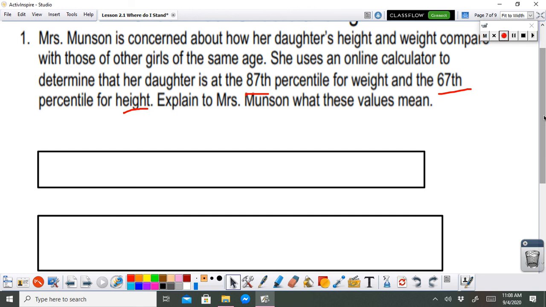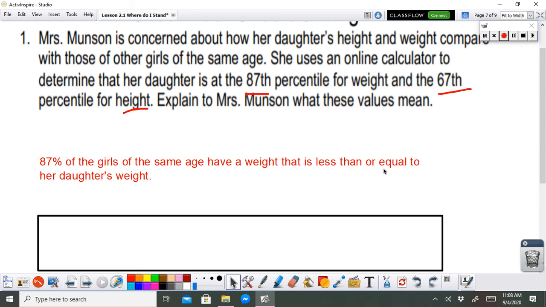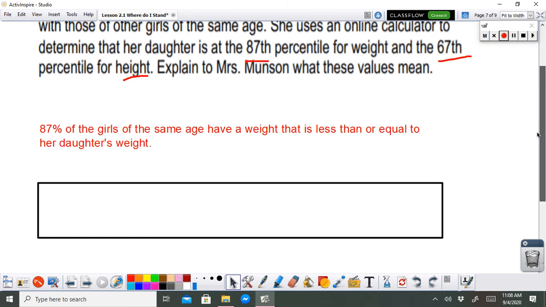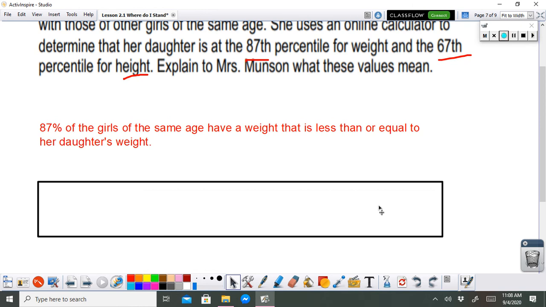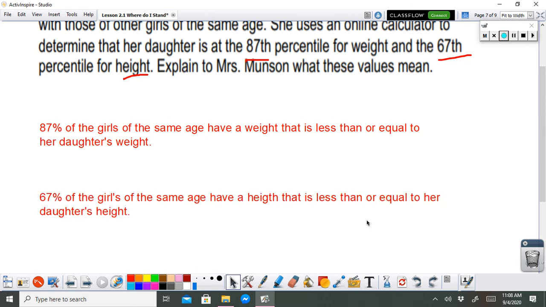Okay, let's start with, where do we start? The weight. So her daughter's weight is at 87th percentile. 87% of the girls of the same age have a weight that is less than or equal to her daughter's weight. And that's how we will interpret her weight percentile. What about her height percentile? 67% of the girls of the same age have a height that is less than or equal to her daughter's height. Okay?